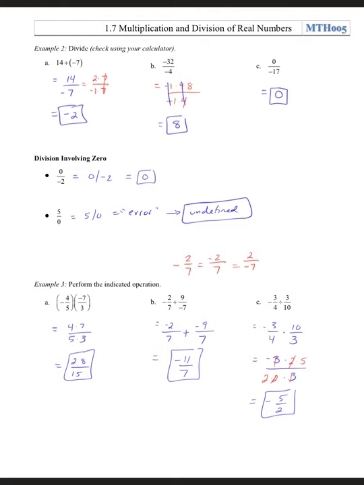And then the last one, we're dividing, so you have to multiply by the reciprocal. So the reciprocal of 3/10 is 10 over 3. And then what I did in the next step here is I rewrote 10 as 2 times 5. I rewrote 4 as 2 times 2. So it's a negative 3 times 2 times 5, and then a 2 times 2 times 3. The 3's cancel, 2's cancel. You're left with a negative 5/2.